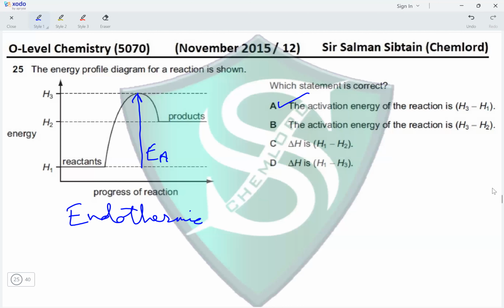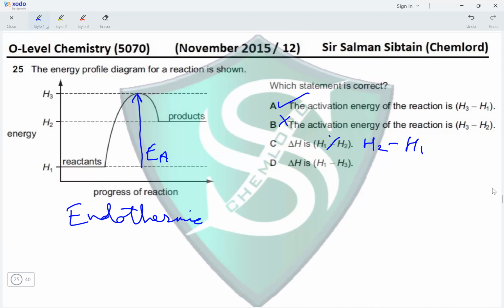Next, the activation energy of reaction is H3 minus H2. H3 minus H2 is just the difference between the products and the transition state or the point of maximum energy. So this is incorrect. Delta H is H1 minus H2. H1 minus H2 would give us the delta H value, but in reverse because we have it as an endothermic reaction. So this should be H2 minus H1.